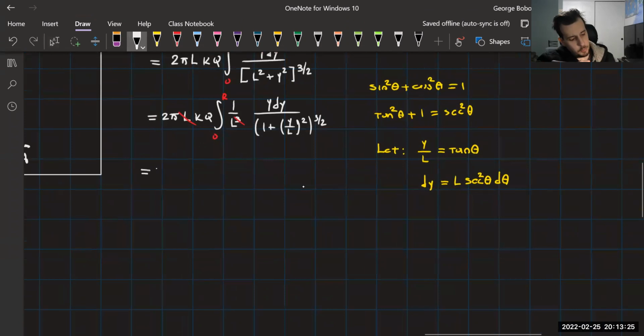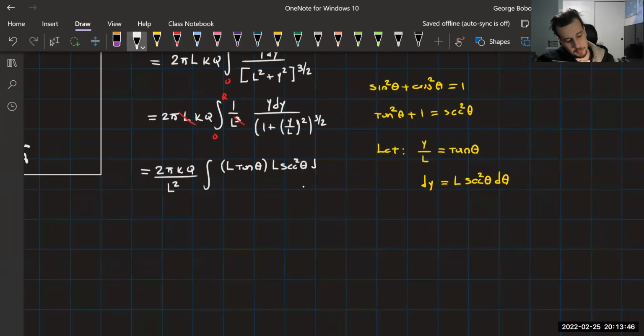We continue. We get 2 pi KQ over L squared. The bounds, I'm not changing them right now. And I'm going to have here y dy. Y is L tan theta. dy is L secant squared theta d theta. Denominator is 1 plus tangent squared theta, and then 3/2.